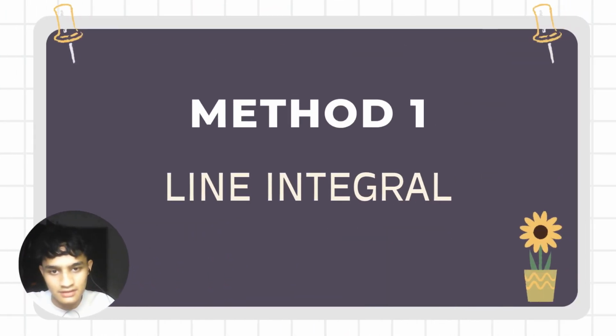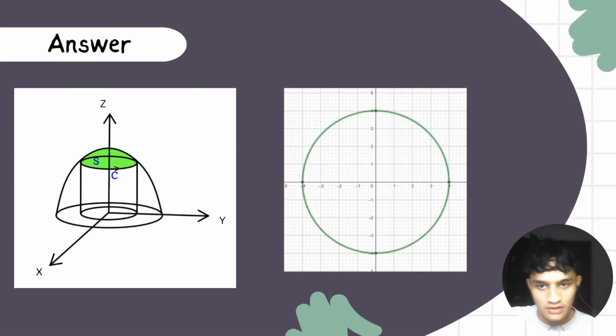Method 1, line integral. So we find the line integral. The answer for the line integral will be the same answer for method 2, Stokes theorem. Okay, from the equation given, we can sketch solid G and region R for the equation. On the left side, we get the solid G if we sketch from the equation, and for the region R, we sketch it on the xy plane, we get a circle radius 4.